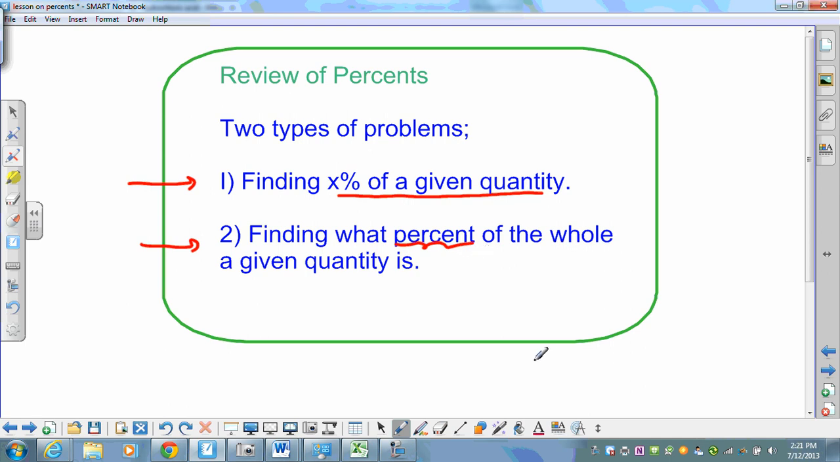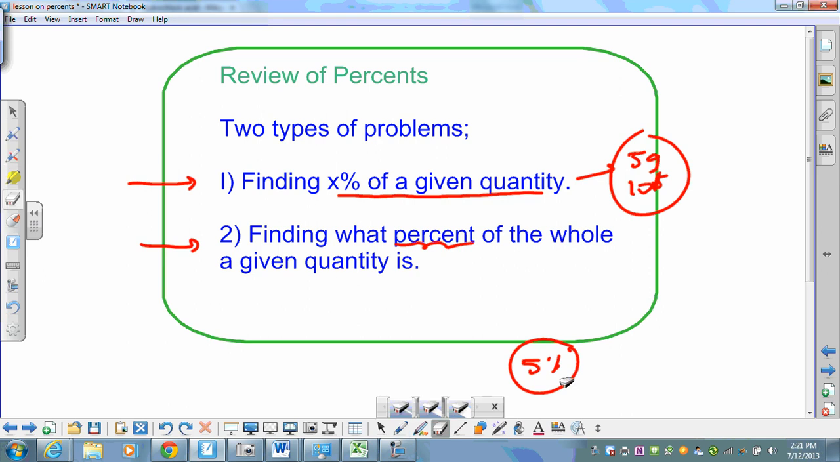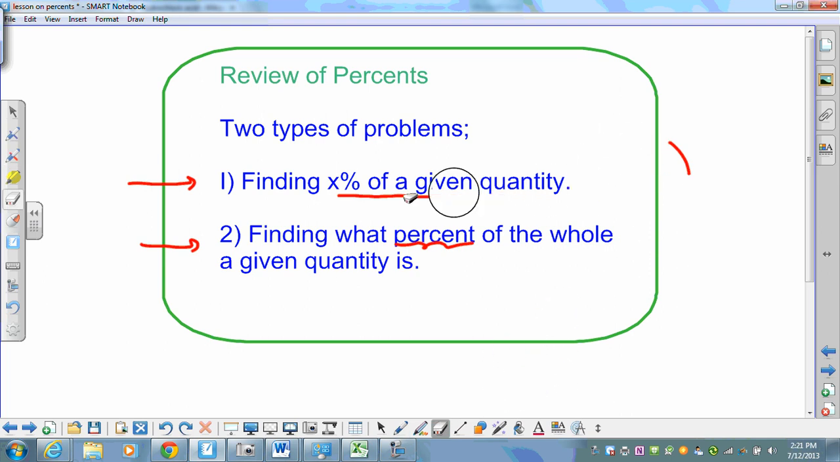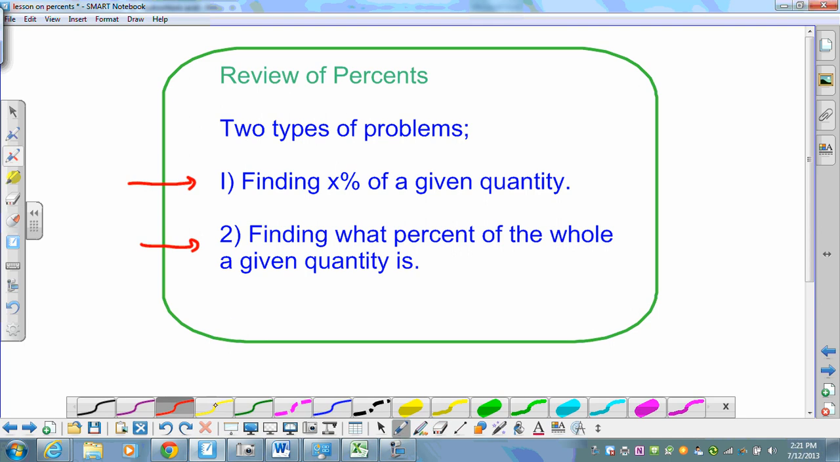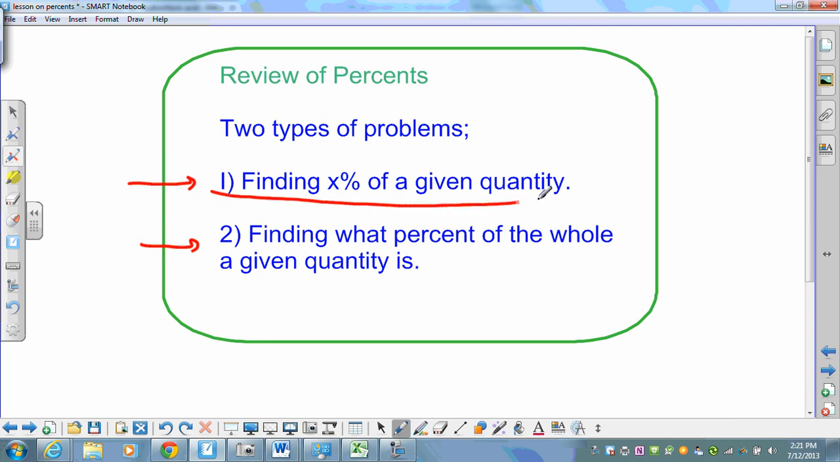So in one, the answer would be like 5%, that's the unknown. The other one will be an actual quantity like 5 grams or $10 or something like that. So one is asking you for the percent, one is asking you for the actual quantity. So we'll begin with the first type of problem, and then in the second segment, we'll go over the questions of the second type. So the main goal here then is to understand how to do questions of the form finding X% of a given quantity.